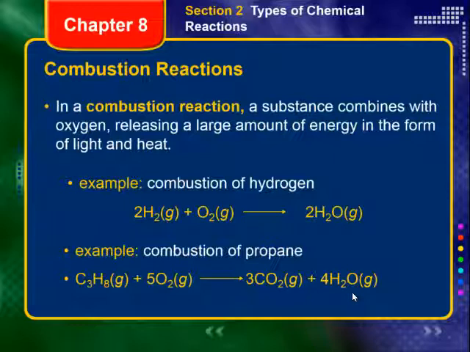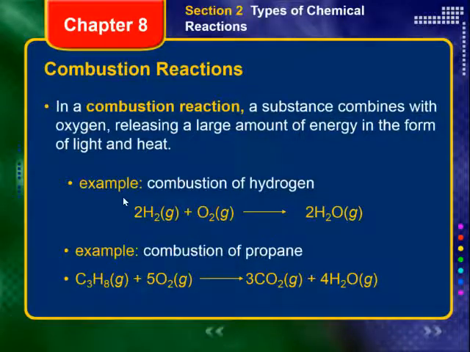So let's pay attention to the very strict definition of a combustion reaction. In a combustion reaction, a substance combines with oxygen, releasing a large amount of energy in the form of light and heat. And so notice here, we're not saying anything about water. We're not saying anything about carbon dioxide. The only requirement for it to be a combustion reaction is the substance combining with oxygen. So let's look at an example here.